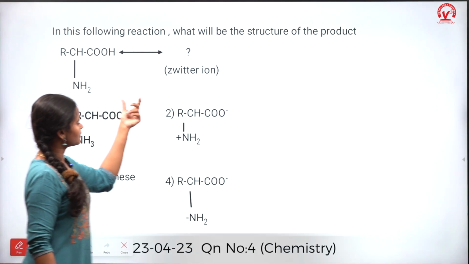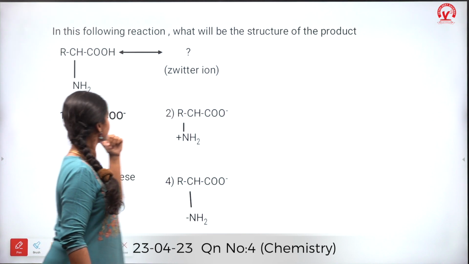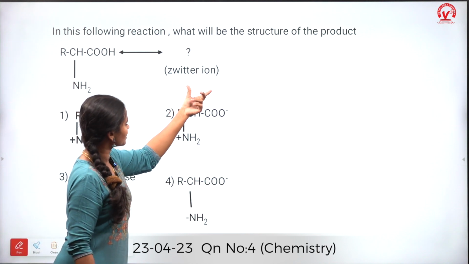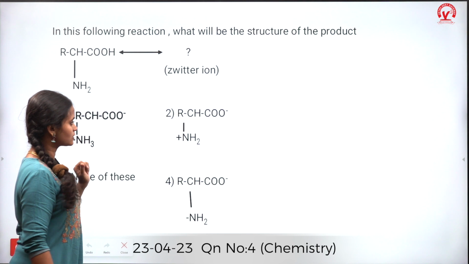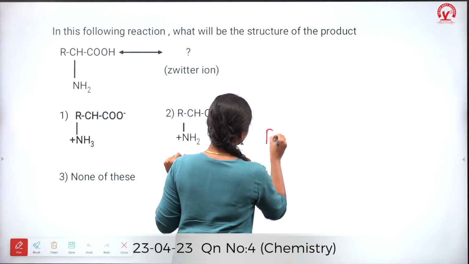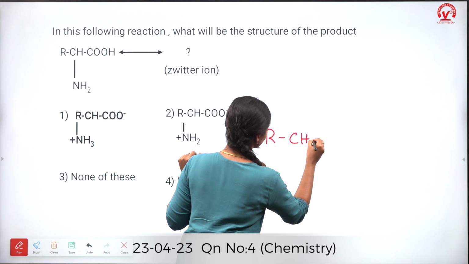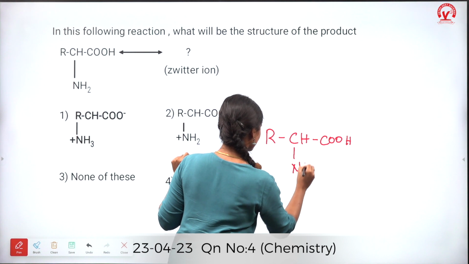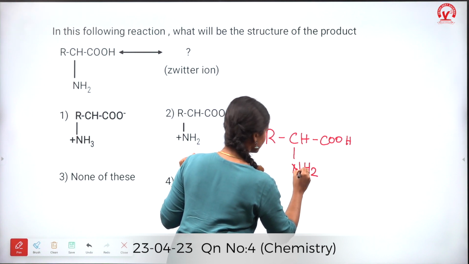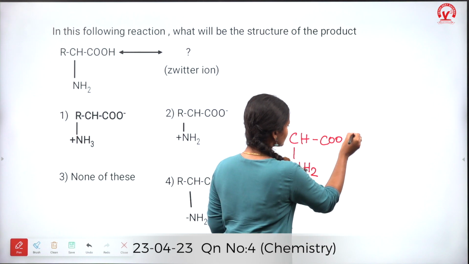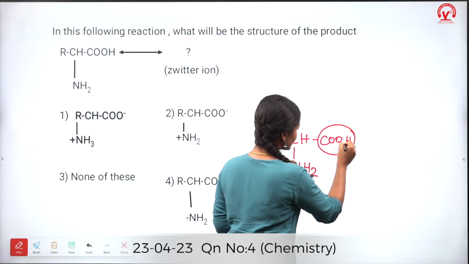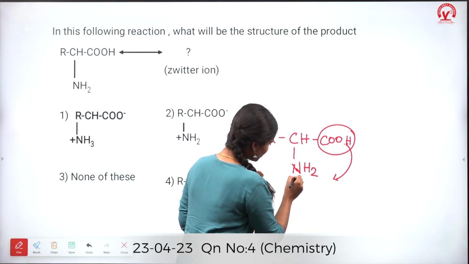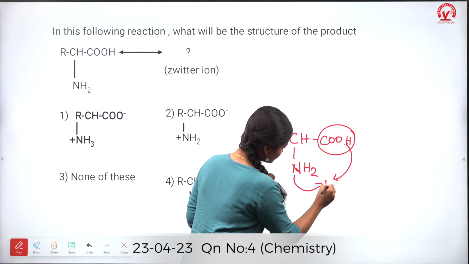In this following reaction, what will be the structure of the product? Here, the amino acid leads to the formation of Zwitter ion. What is Zwitter ion? In aqueous solution, the amino acid is R CH COOH NH2. In this amino acid, the carboxylic group donates a proton to the amino group, and the amino group accepts this proton.